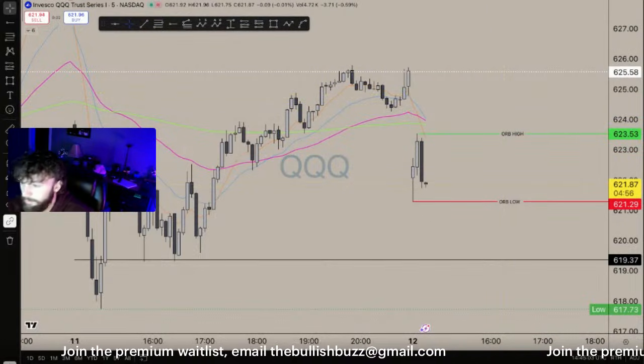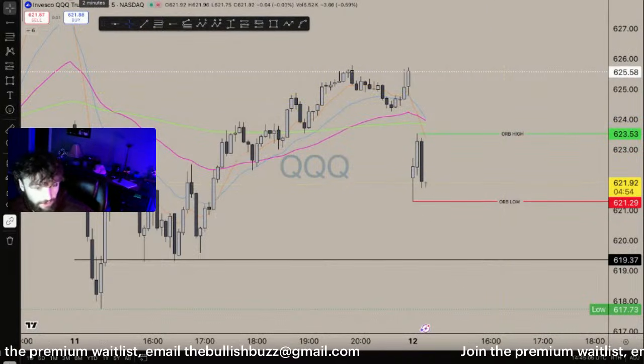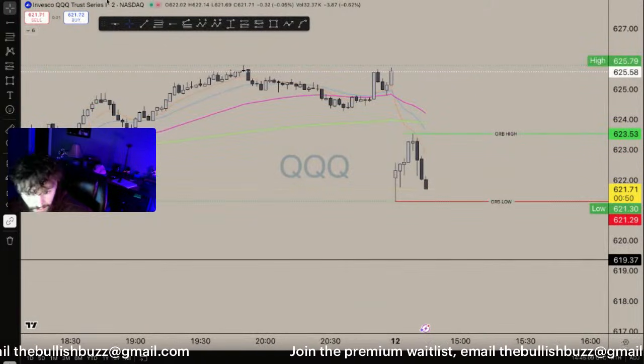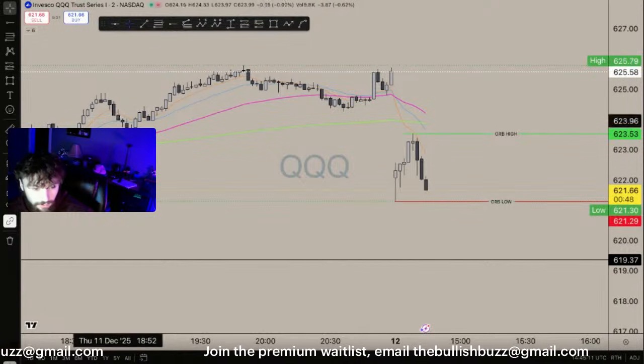Okay, so now that we have set up our 15-minute time frame here, you guys can see we have our ORB high and our ORB low. Okay, you can go down to the 2-minute. Okay, trade off that.